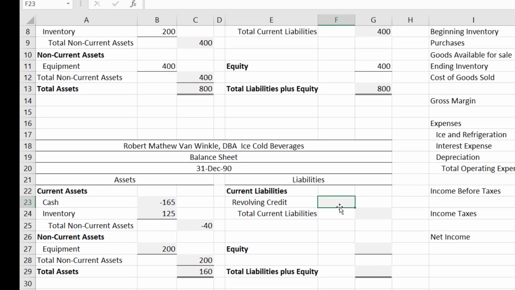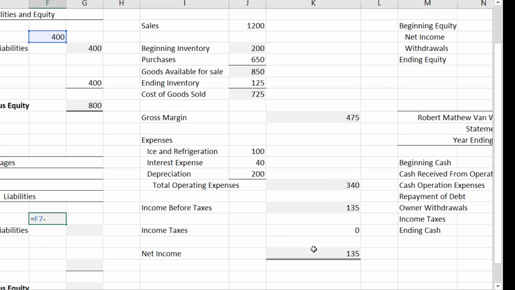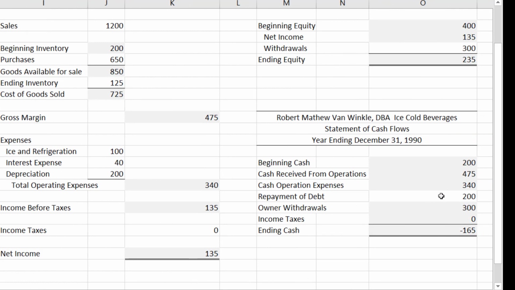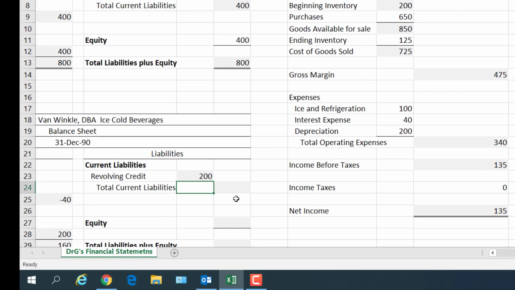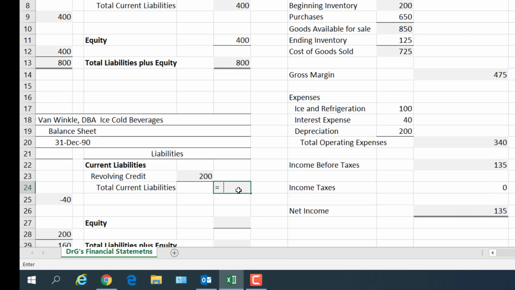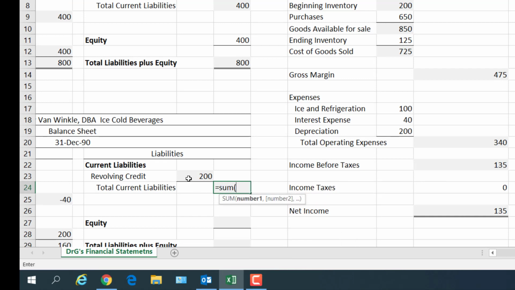Now, liabilities. We had the revolving credit that was $400 before, minus the $200 over here in the repayment of debt off of the statement of cash flows. And hit enter. So our total current liabilities is going to be equal to the sum of all of our current liabilities, which is just this one number.